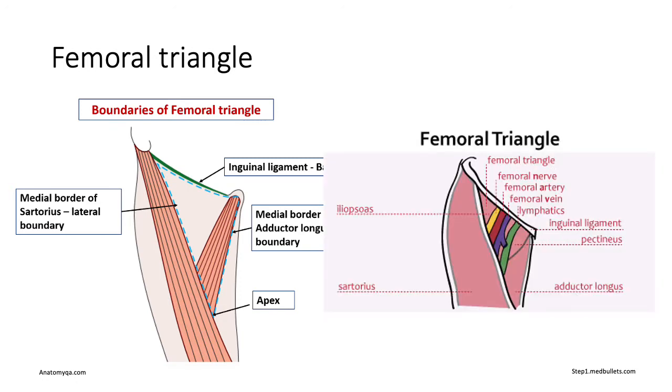On the right, the contents of the femoral triangle are shown, including the femoral nerve, which is in yellow in this diagram. Going from lateral to medial, or from the outside of the leg to the inside, you first encounter the femoral nerve, then the artery, and then the vein.